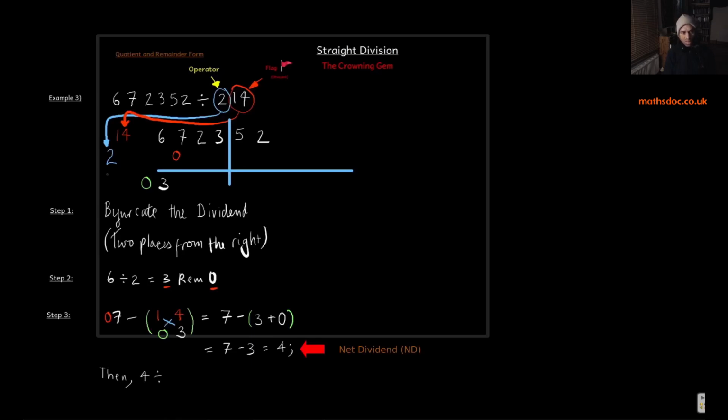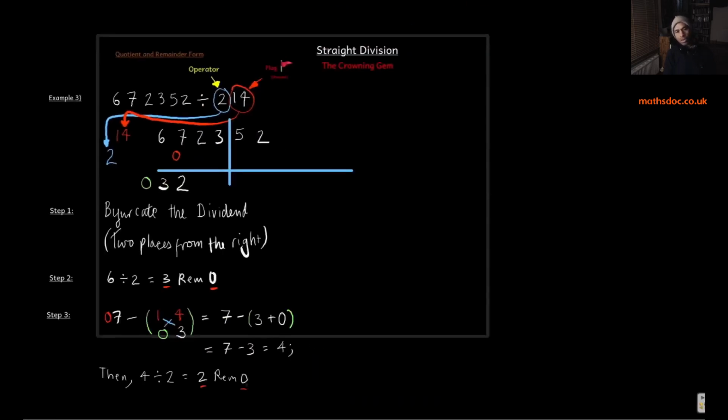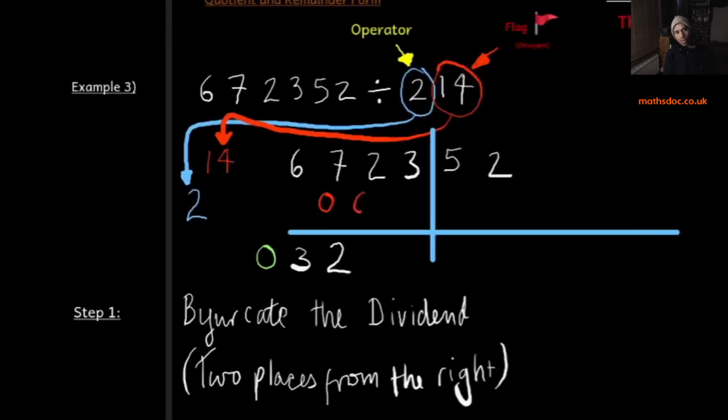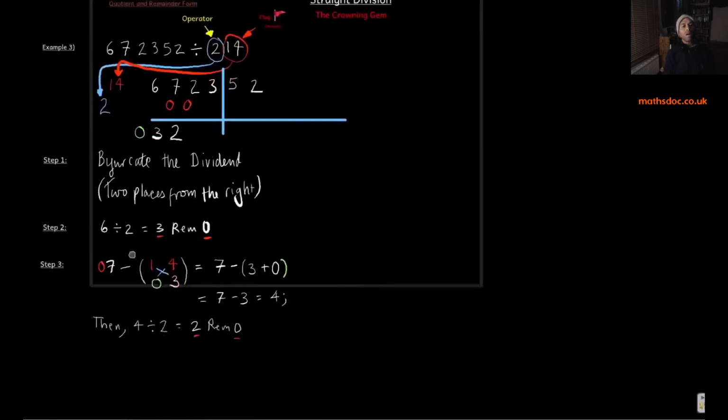Then we take that net dividend and divide it by the 2. We get 2 remainder 0. So put the 2 under the 7 in the answer box, and prepend the 0 to the 2 of the dividend, like so. Now we can move on to step 4.